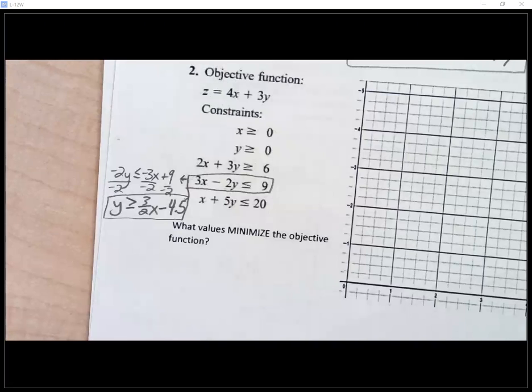That's this shaded area. Inside this, everything in there would be possibilities. So you're just looking at the corners to plug into this and see which gives you the highest value.